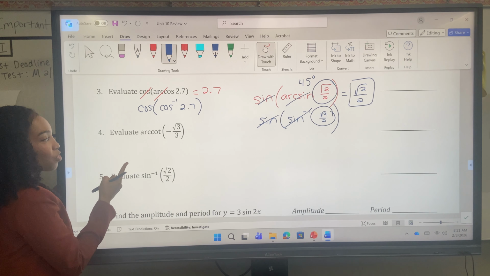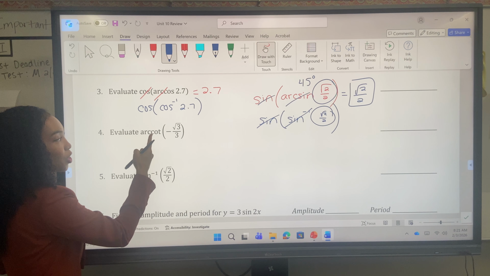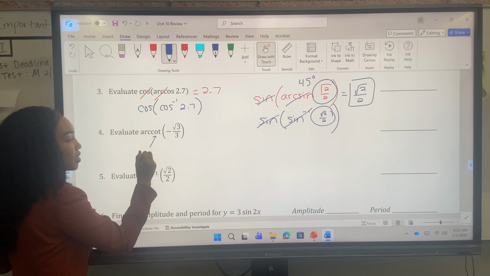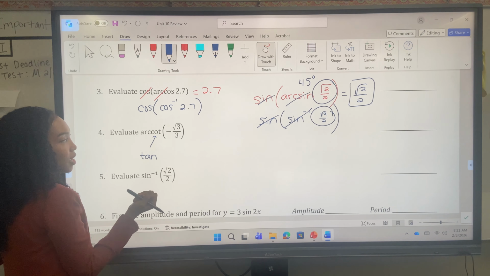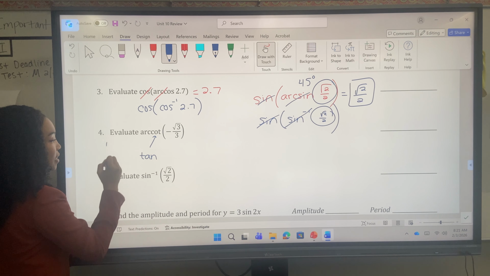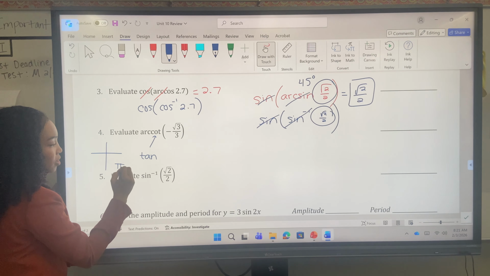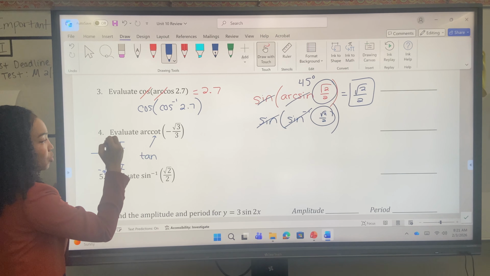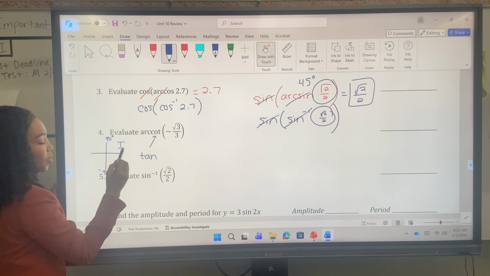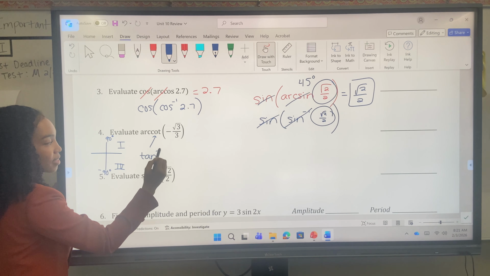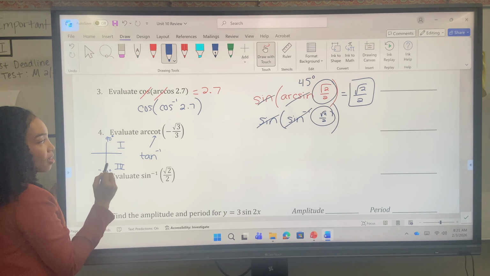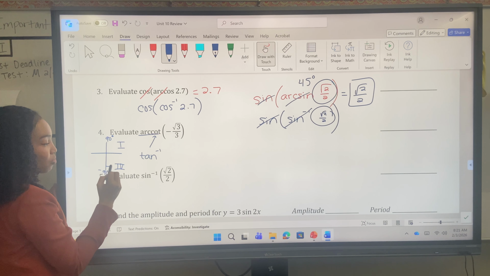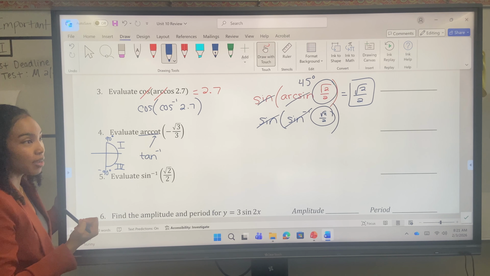Okay, number 4 on the review, you have arc cotangent of negative square root of 3 over 3. So whenever you think of cotangent, you need to think of tan. And remember, you can look at tan in the 4th quadrant, and we call that negative 90 degrees, and then the 1st quadrant, which is positive 90 degrees. So that's the only place where arctan exists, tan inverse exists. And in the same way, that is where arc cotangent exists. We're just gonna look in the 4th quadrant to the 1st quadrant, okay?